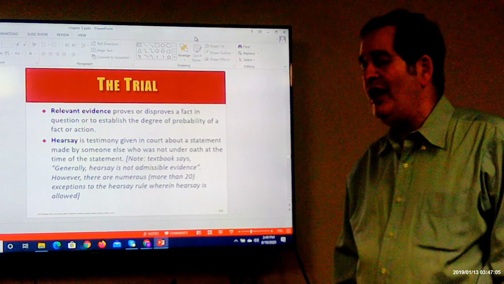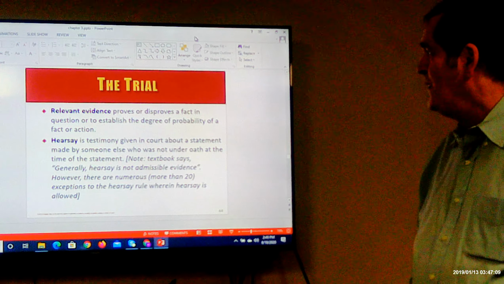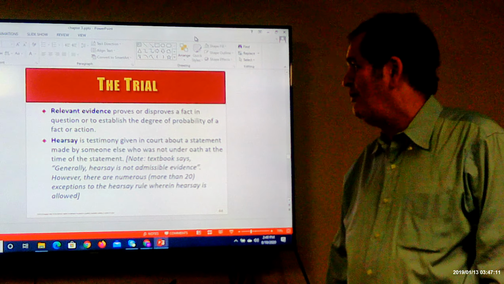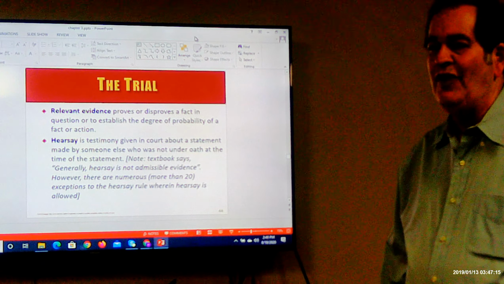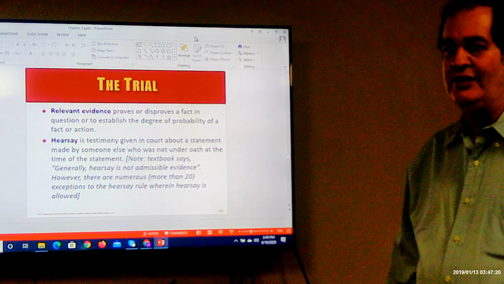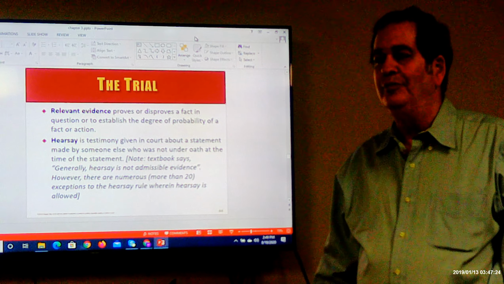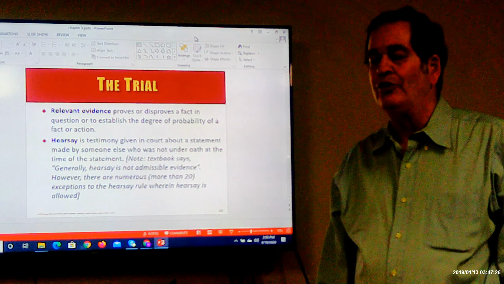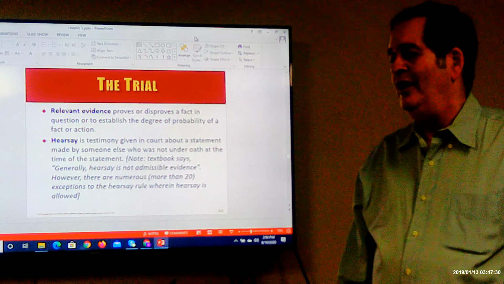Okay, so relevant evidence is evidence that proves or disproves a fact in question or establishes the degree of probability of a fact or action. Irrelevant means that it's a fact that doesn't prove anything or tend to prove anything in the case. And generally, it's usually submitted or tried to be submitted in order to prejudice the jury.